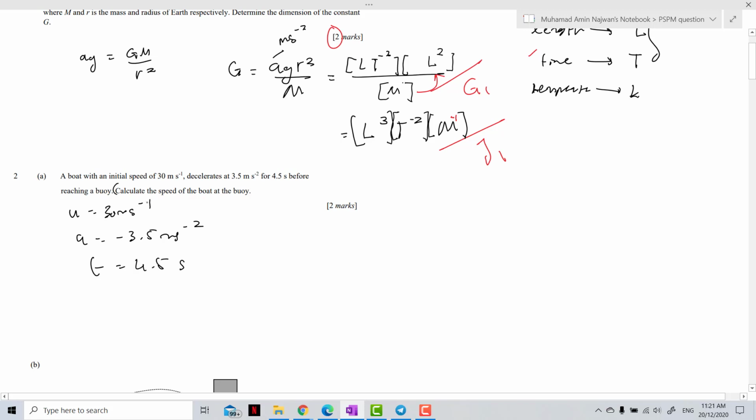To reach the boat, calculate the speed of the boat. So, remember, for you to use SUVAT, as I said, you need to have three quantities to use our SUVAT equation. Okay, so here we have three, so you can use SUVAT. But if it only gives you two quantities, usually one quantity is hidden.